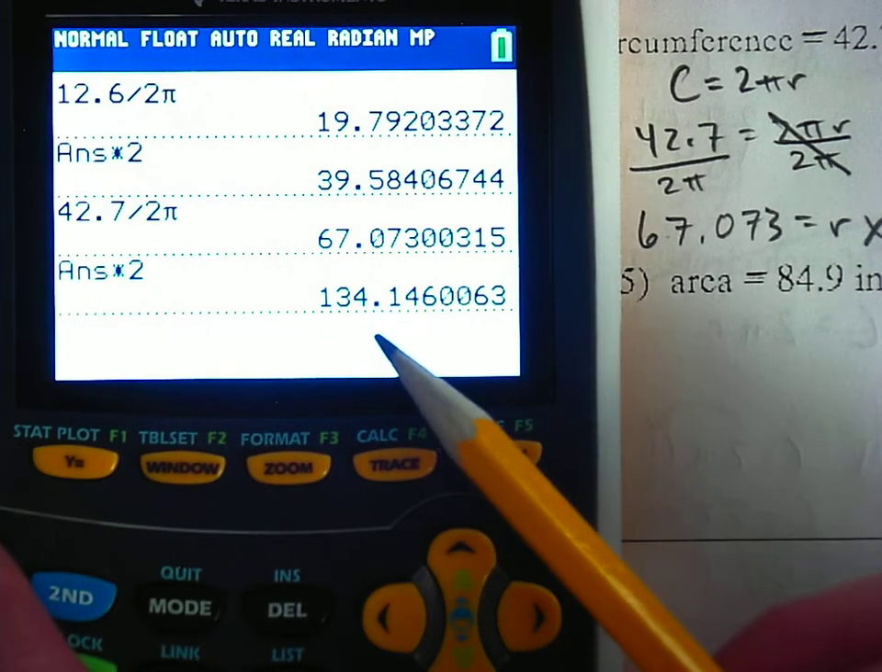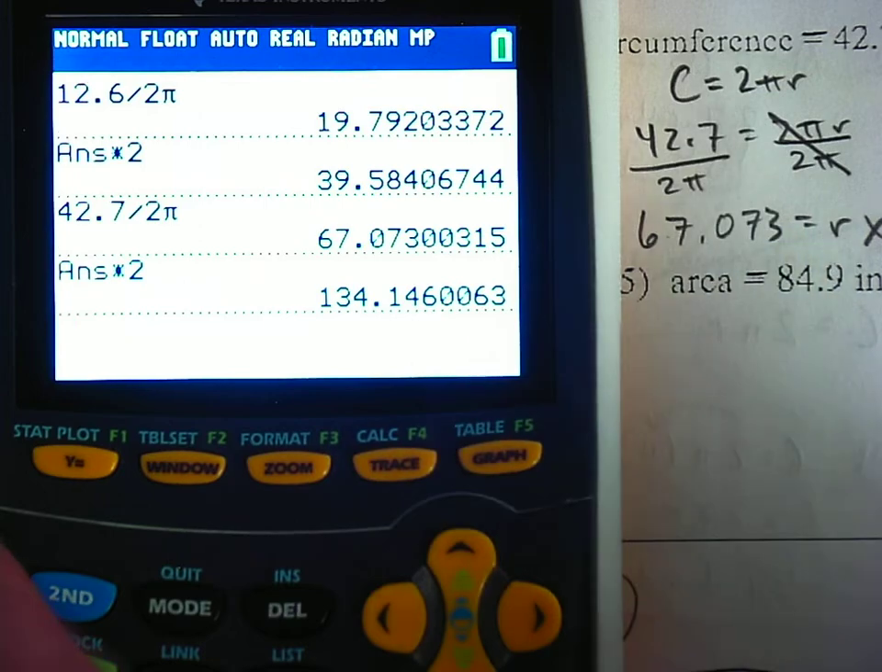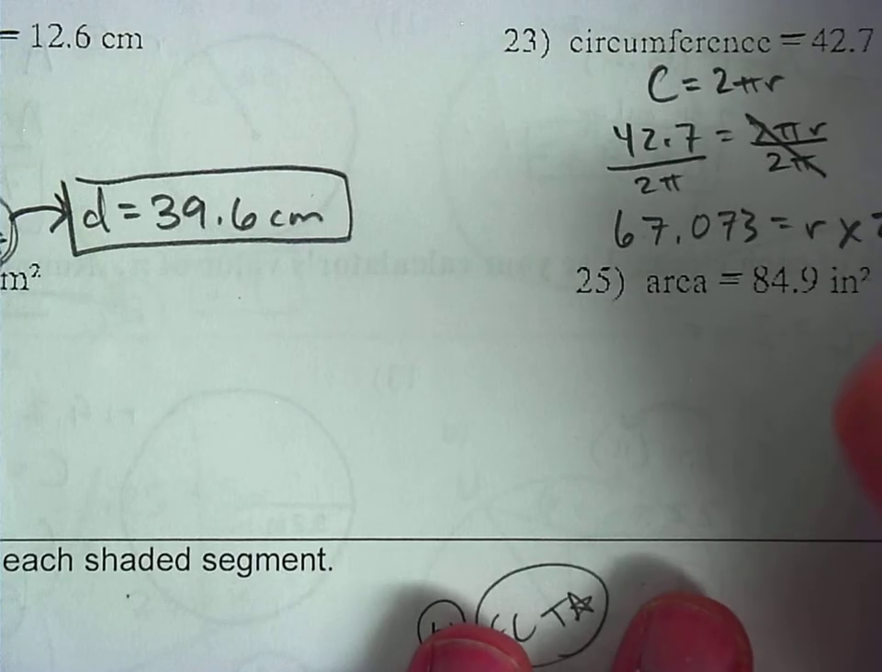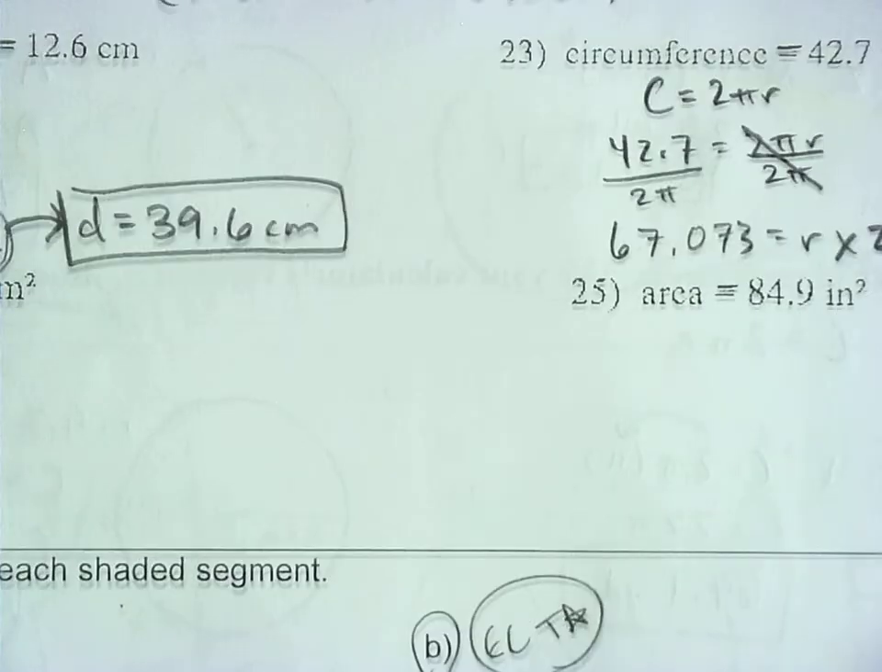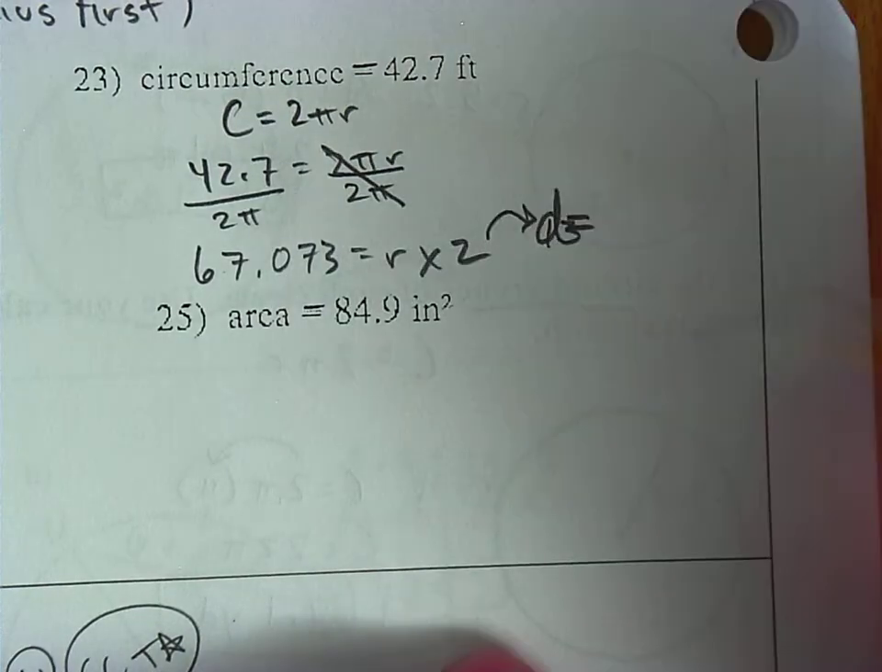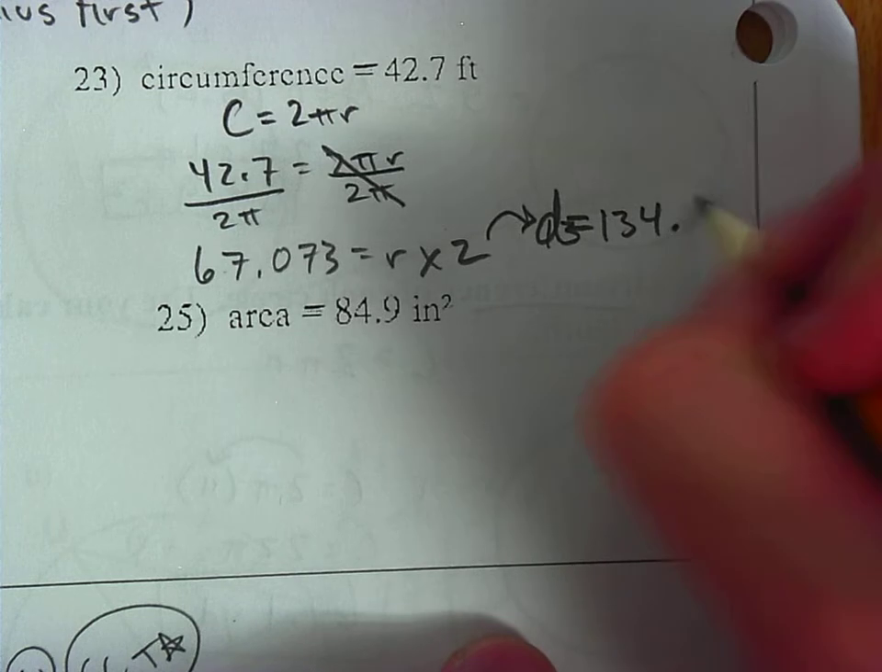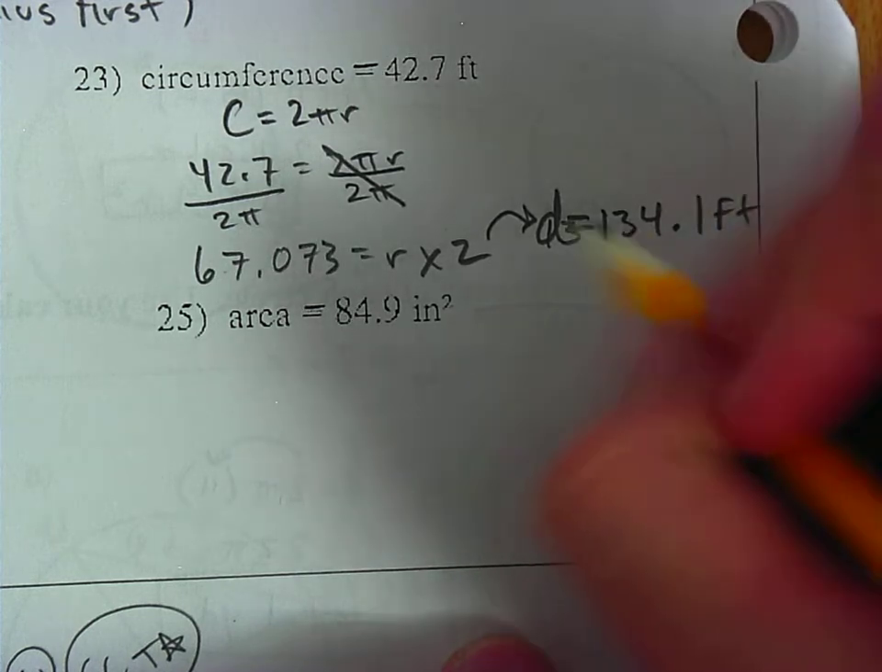So 134.1. D equals 134.1, and our units are feet.